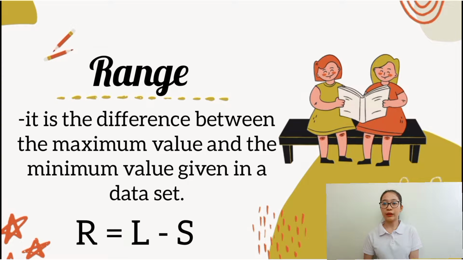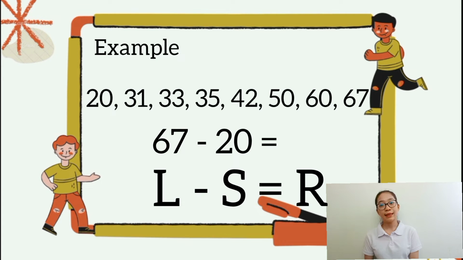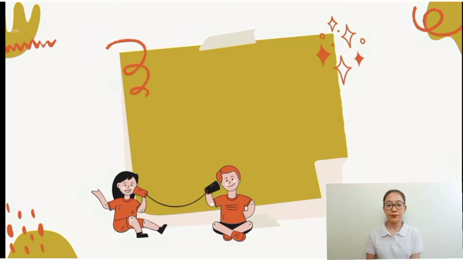For example, here's the data: 20, 31, 33, 35, 42, 50, 60, and 67. The largest value is 67, and the smallest value is 20. The difference of 67 and 20 is equal to 47. Now we have our range, 47.